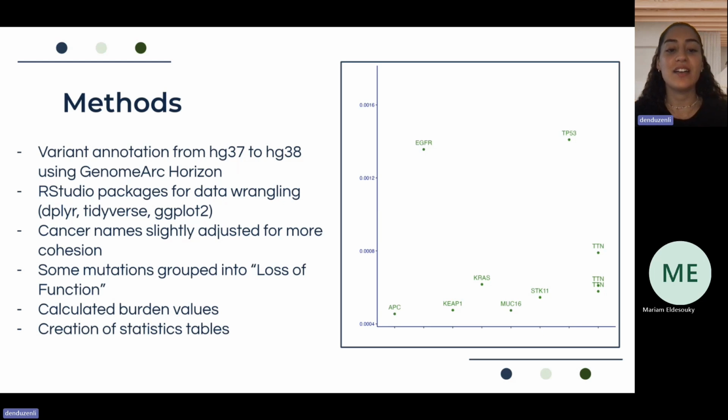Same with some of the mutations. We group them into loss of function. So this includes frame shift deletion, substitution, stop gain, splicing. All of these were put together into loss of function to allow for more cohesion and get rid of that background noise. And then moving on, where we collected the main results were from the burden values that we calculated and the creation of the statistics tables from this. So these I will be explaining in the next slide.